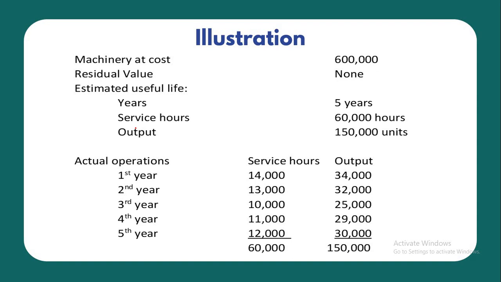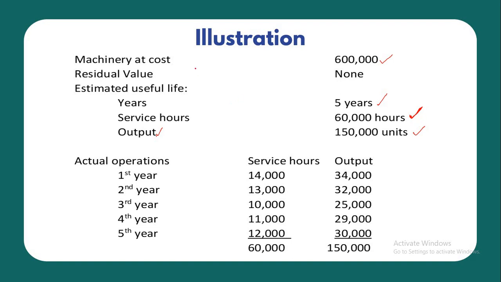So we have a machinery at cost 600,000. Residual value is none. So this 600,000 will also be your depreciable amount. And estimated useful life in years, 5 years. Service hours, 60,000 hours. So, meaning to say, the maximum service hours na pwede nimo magamit ang kaning machinery is 60,000 hours. And output, the maximum output that can be produced with this machinery is 150,000 units. Okay?